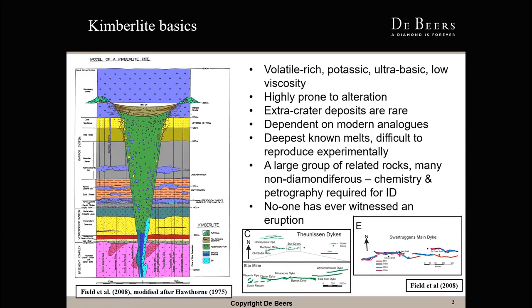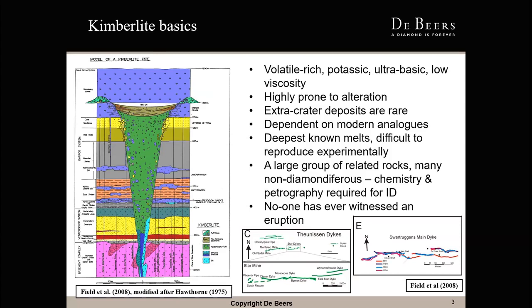So in terms of basics, a kimberlite really is a fairly volatile rich, so CO2 rich, potassic, and ultrabasic rock, and it is characterized by a pretty low viscosity in general. So low silica obviously equals low viscosity. Being ultramafic, it's highly prone to alteration. And of course, as a result, partly of that, extra-crater deposits such as lavas, etc., are rare. They do exist. We'll look at some examples, but they're generally rare.